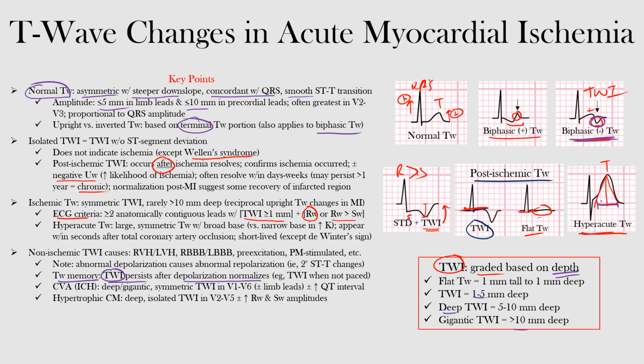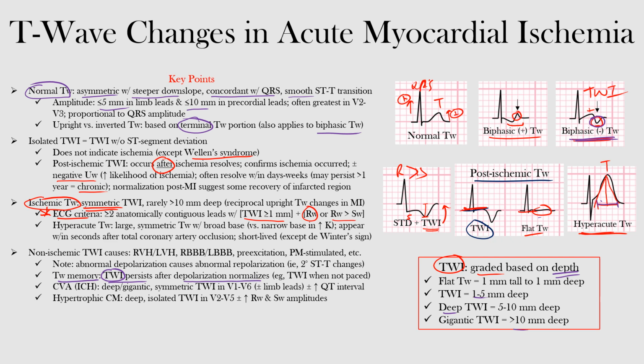In terms of the ischemic T waves, these are when they're symmetric, okay? This is abnormal T-wave inversion. It rarely exceeds 10 millimeters in depth, okay? You can also have those reciprocal changes like you see with the ST segment in ischemia. The EKG criteria, which we mentioned here, you need at least 2 anatomically contiguous leads with T-wave inversion at least 1 millimeter deep, and then you also need an R wave greater than the S wave in that lead, okay?